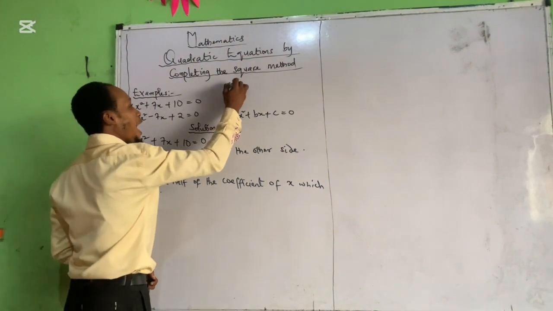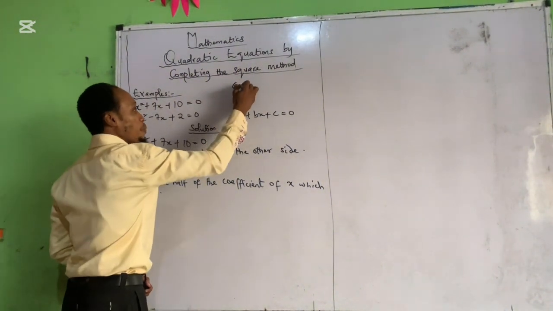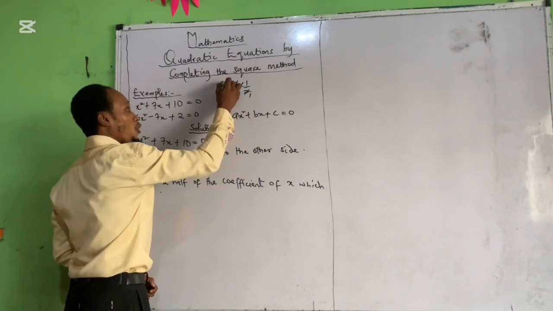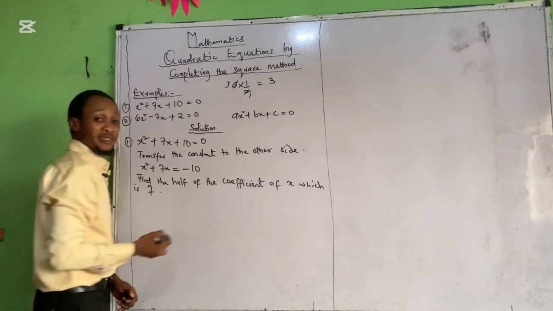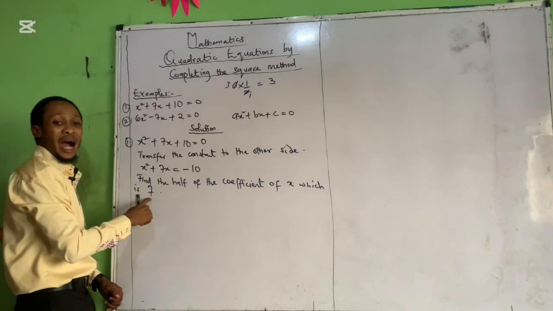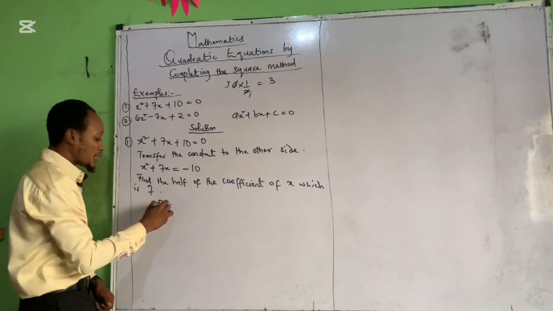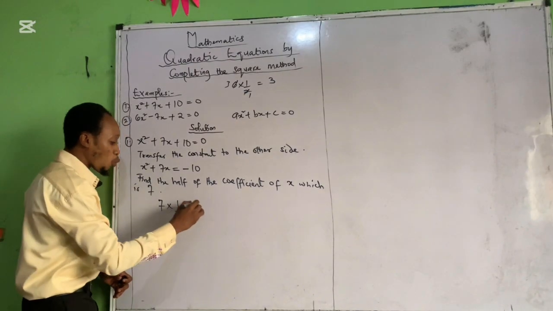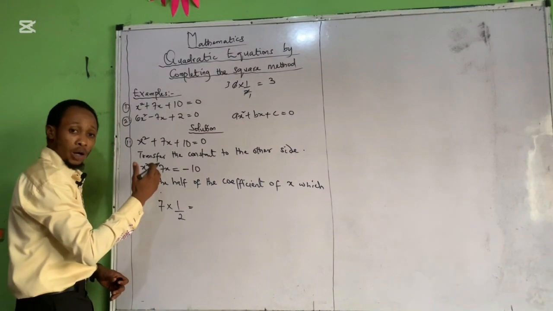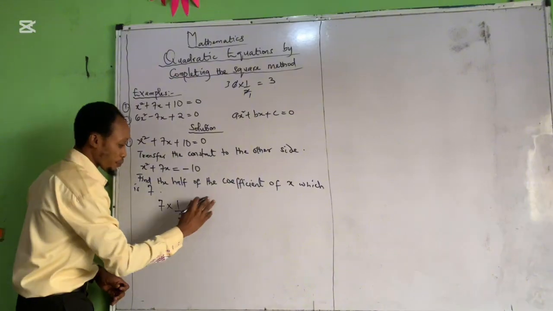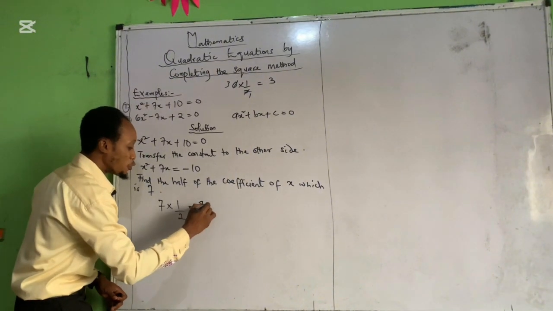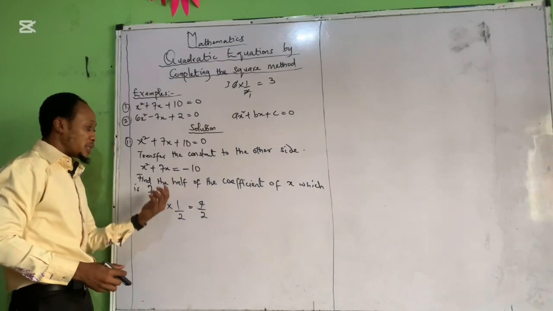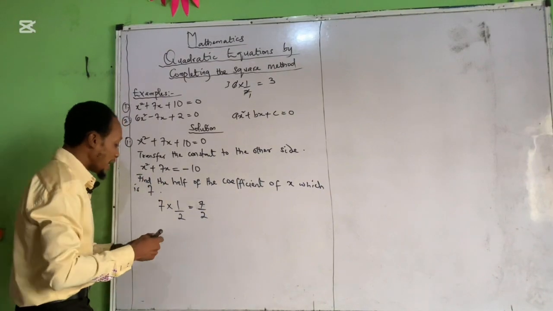Remember, if you have to find half of 6, you will multiply it by half. You will multiply it by 1 over 2. So 2 can go here once, 2 can go here 3 times. So half of 6 is 3. So likewise, if you are finding the half of 7, that will be 7 times 1 over 2. Are we together? Now the half of 7 is 7 over 2.